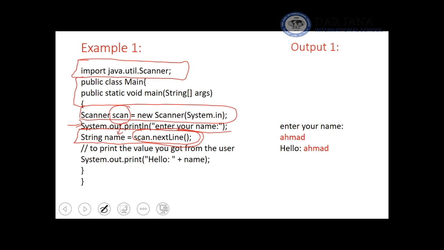Now you want to print the name. System.out.print hello. You have the plus, concatenation, to add the name. This one means the variable that the user entered over here. So I can see over here it's hello Ahmed.